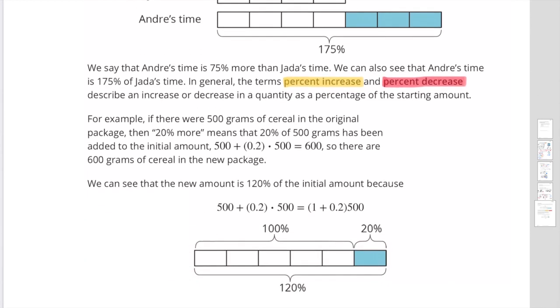So for example, if there were 500 grams of cereal in the original package, 20% more means that I actually have a total of 120% now. If the new packaging fit 20% less, then I would only have 80% of the initial amount.